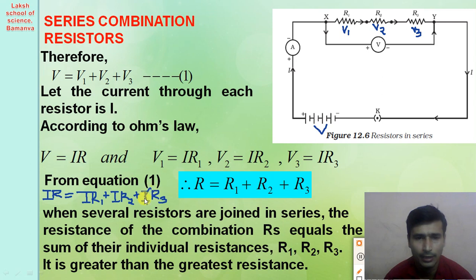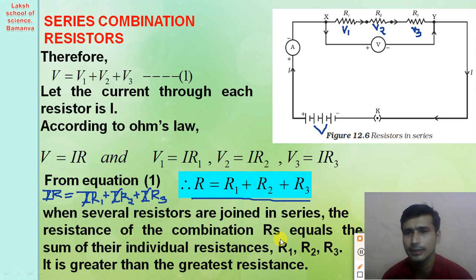As all the terms have the same I, we cancel out this I from all the terms, and we get the total resistance of the circuit R is equal to R1 plus R2 plus R3. So dear students, when three resistors are connected in series combination, the total resistance of the circuit is the sum of the individual resistances.